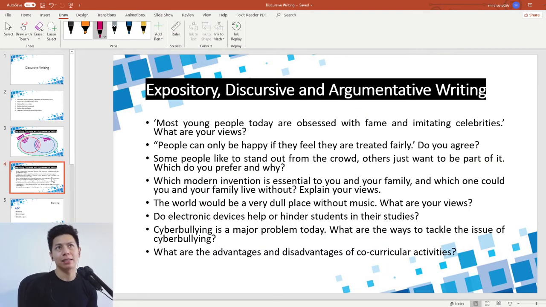Expository writing, we're done with this. It is a combination of both discursive and argumentative writing. As discursive writing, you're supposed to discuss. You're supposed to talk about what are the problems, the solutions, the benefits, the disadvantages, all those things. Argumentative writing, you're supposed to take a stand.